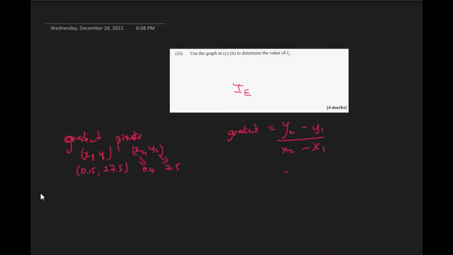So y2 is 7.5 minus y1, which is 27.5. Divide that by my x2 value, which is 0.4, minus 0.15. Now, as I had stated earlier, that this is a negative gradient line, so therefore when we figure it out, you would see that the value should be a negative value based on how the graph looks.